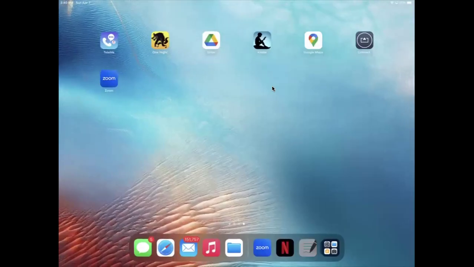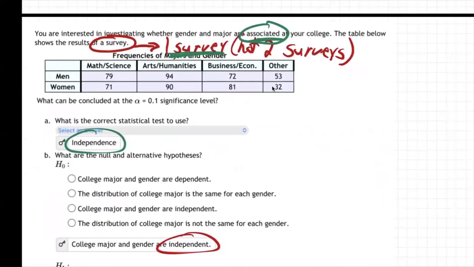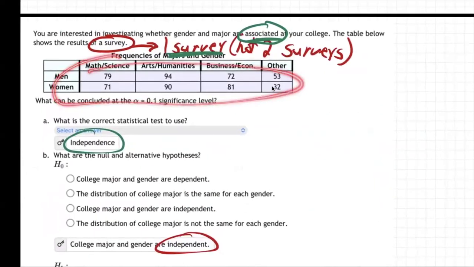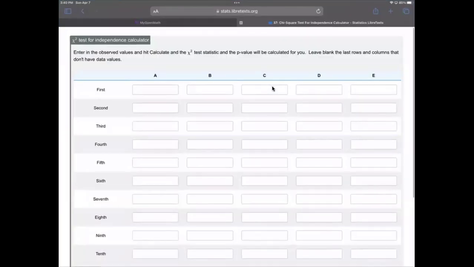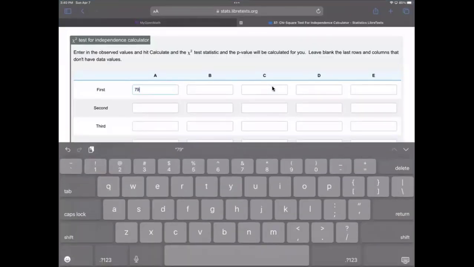So I'm going to go back to the problem and look at the numbers. There they are. See these numbers right here? I'm just going to fill these in right in the chart exactly as they are. You can't really copy and paste because it's separate boxes on the calculator. So let's fill them in. I just wrote them down on a piece of paper so I can fill them in: 79, 71, 94, 90, and 72, 81, and 53, 32.